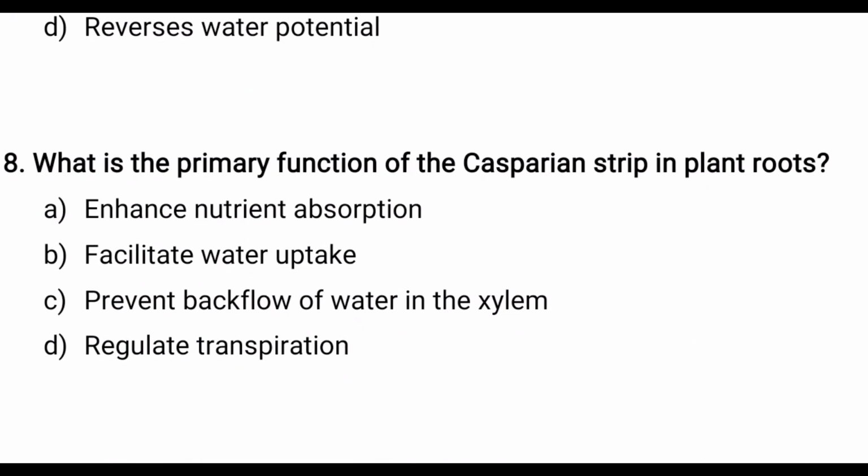What is the primary function of the Casparian strip in plant roots? So options are enhance nutrient absorption, facilitate water uptake, prevent bulk flow of water in the xylem, regulate transpiration.